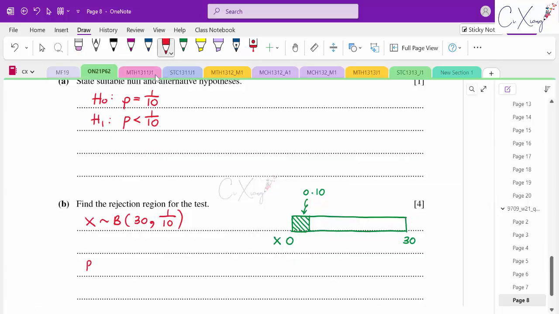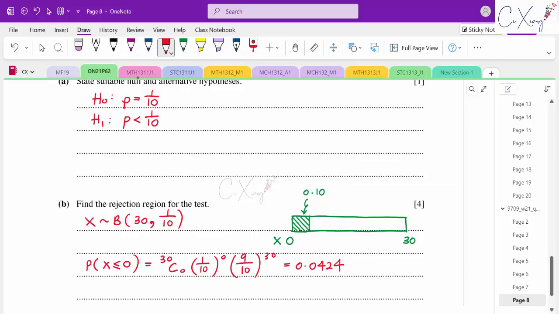I start from the smallest value first, and I know that x smaller equals to 0 is definitely inside the rejection region, but I still need to calculate it out. So how can I calculate the probability for x smaller equals to 0? It will be 30C0, 1 over 10 power 0, then 9 over 10 power 30. When we press the calculator, you'll be getting 0.0424.